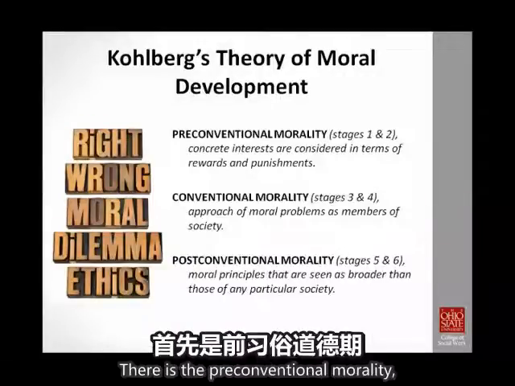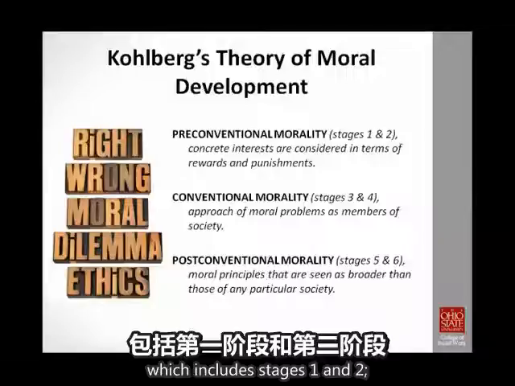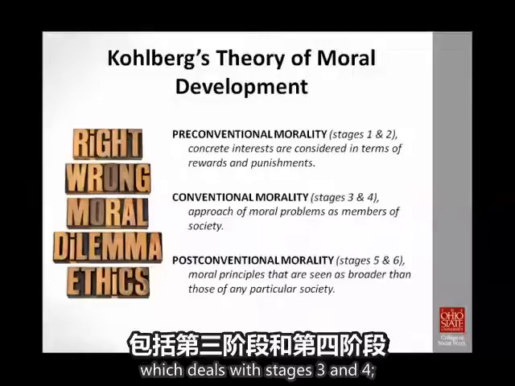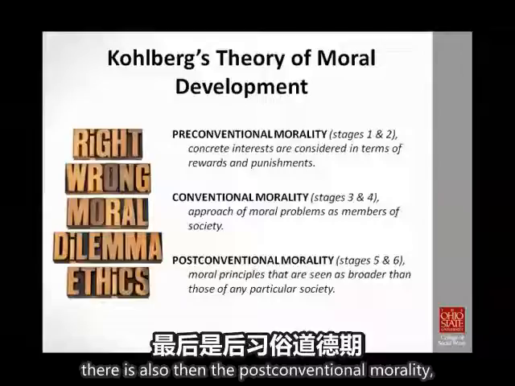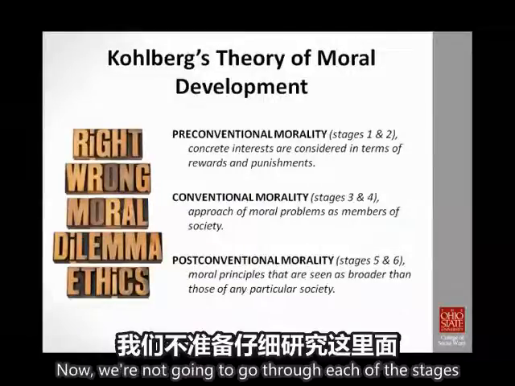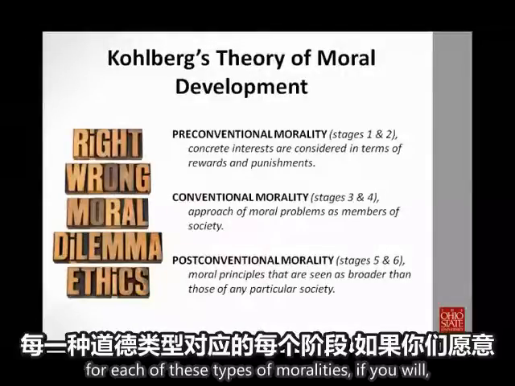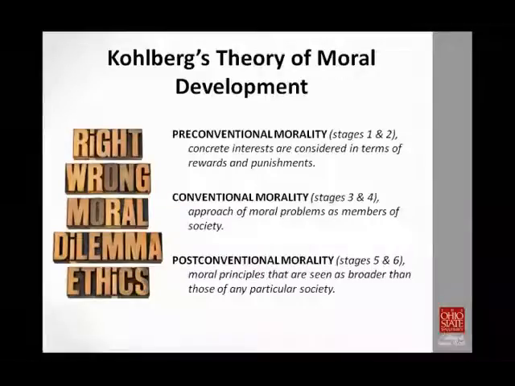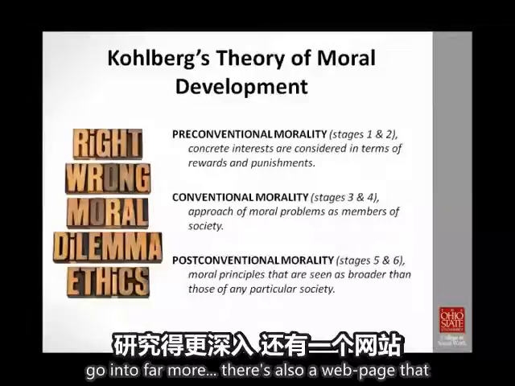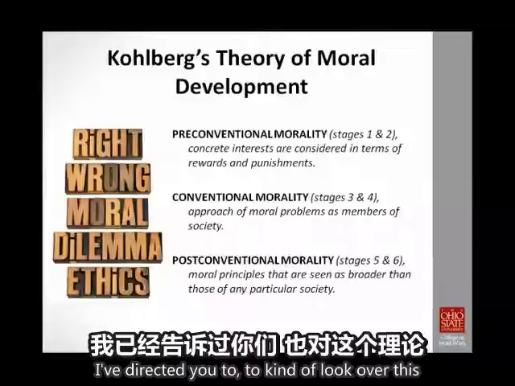There's the pre-conventional morality, which includes stages 1 and 2. There's the conventional morality, which deals with stages 3 and 4. There's also the post-conventional morality, which deals with stages 5 and 6. Now, we're not going to go through each of the stages for each of these types of morality based on Kohlberg's. In fact, the book and the readings go into far more. There's also a web page that I've directed you to look over in a little more detail.